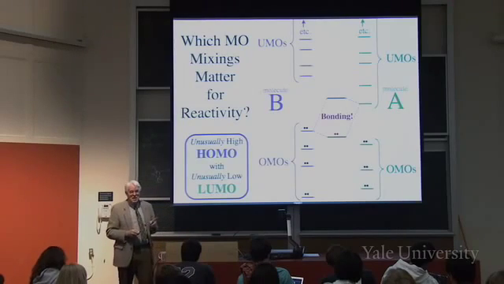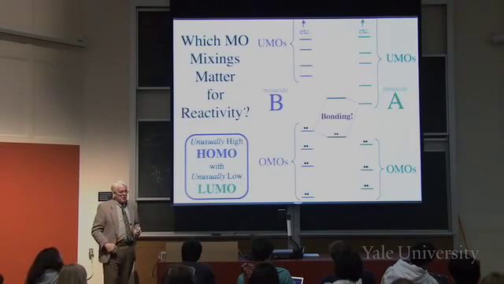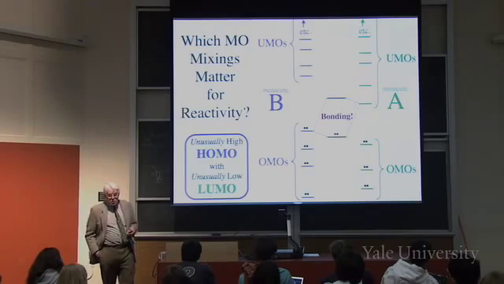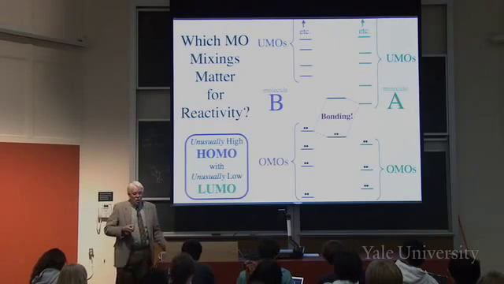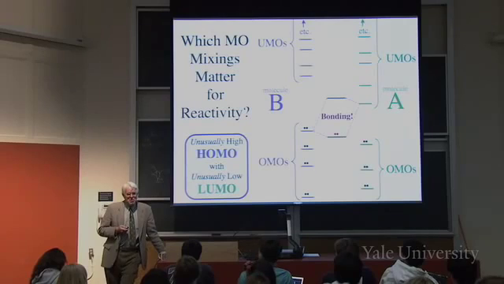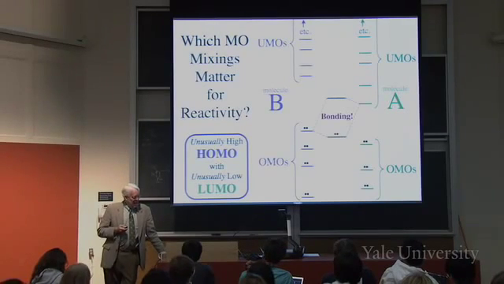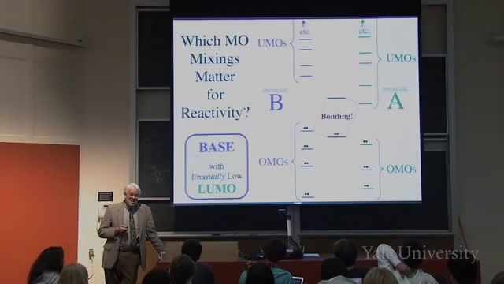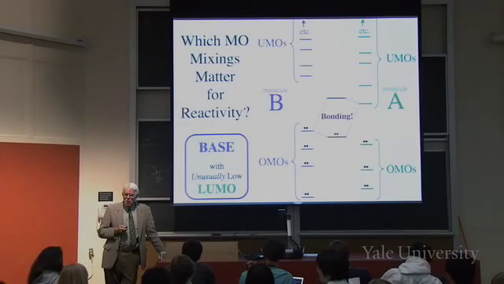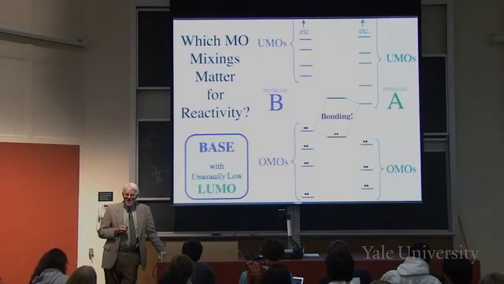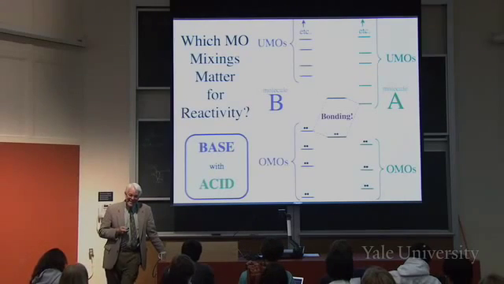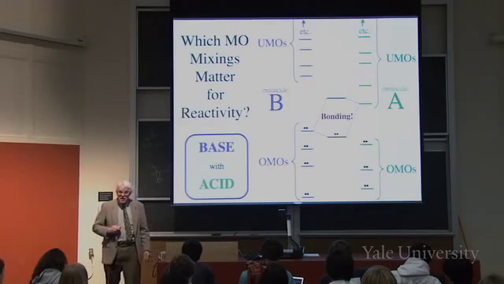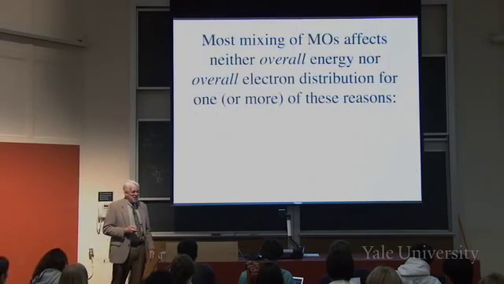And it turns out that there are simple names for things that have unusually high HOMOs and things that have unusually low LUMOs. And you know what those names are? Something that has an unusually high HOMO is called a base. And something that has an unusually low LUMO is called an acid. Right? So that's a generalization of the idea of acid and base.